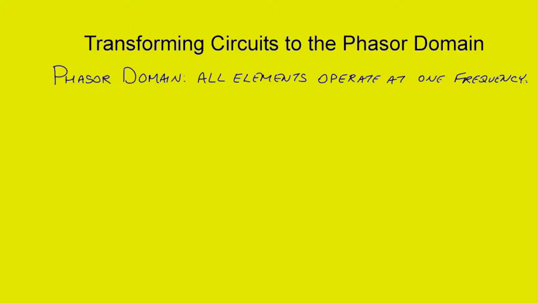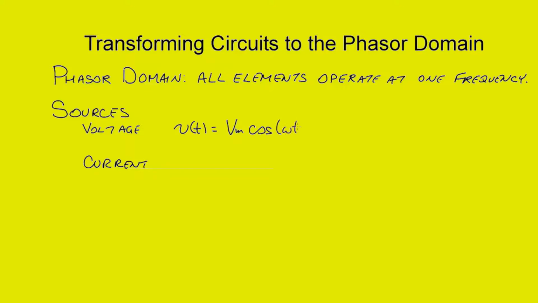To start, we'll think about sources. We can have two types of sources, voltage sources and current sources. A voltage source might be of the form v(t) equals some amplitude Vm cosine(omega t plus some angle), and the current will be some i(t) with some amplitude Im times the cosine of omega t plus some angle for the current.